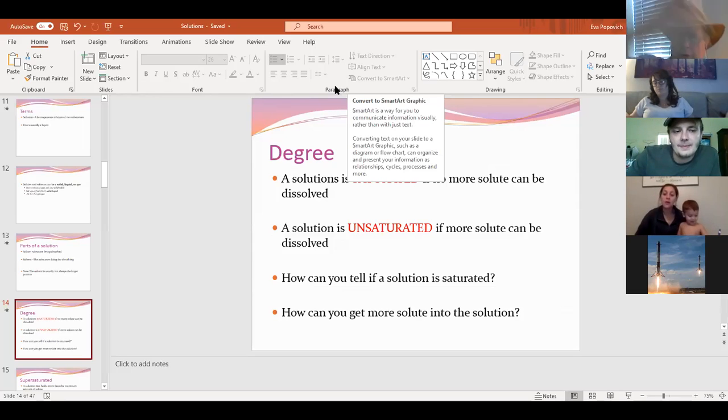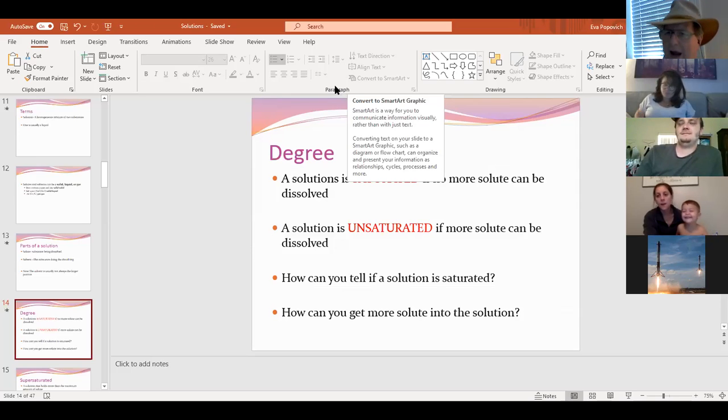What else? What else can you do to that solid? Stir. Come on, guys. You have all made Kool-Aid. Your mothers have made you sit there and stir this Kool-Aid until you get it all dissolved, right? So if you agitate it, you can also get more dissolved.